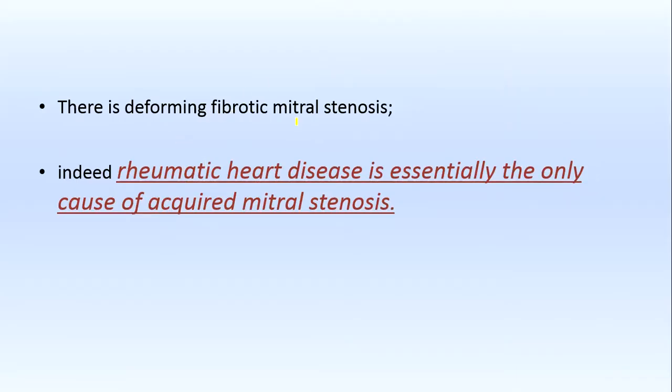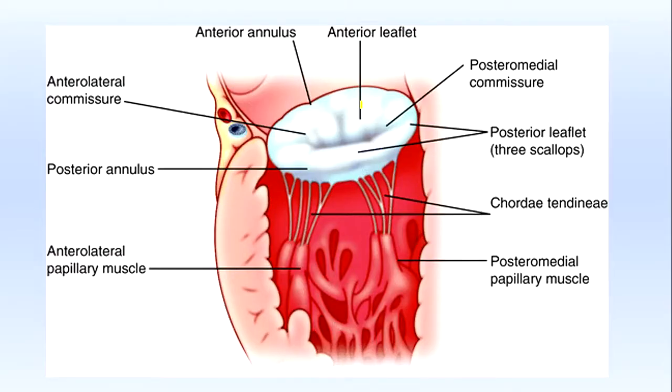There is deforming fibrotic mitral stenosis. Rheumatic heart disease is essentially the only cause of acquired mitral stenosis. Before proceeding further, I will tell you about the parts of the mitral valve. The mitral valve has an anterior leaflet and a posterior leaflet, and they are joined by commissures, the posterolateral commissure. Commissure means fusion caused by some joint, and it is connected to the papillary muscle through chordae tendineae.